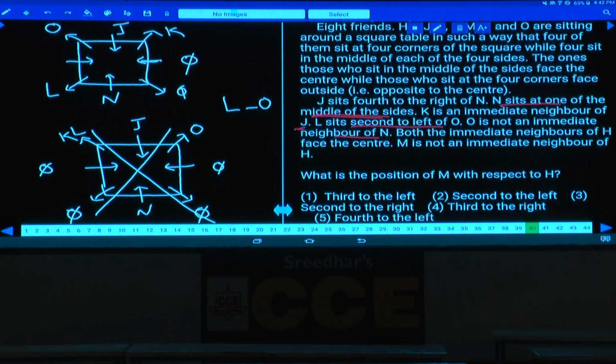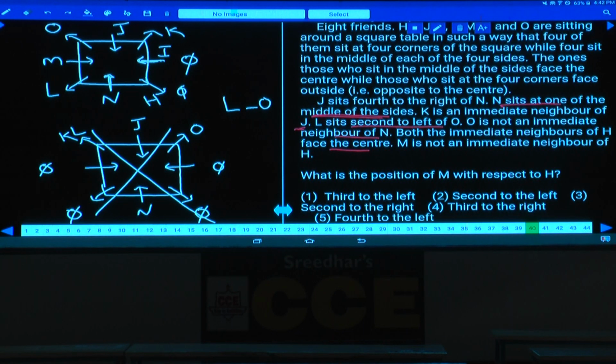Now we are left with only one case. Immediate neighbors of H face the center. As the immediate neighbors of H are facing the center, this H must be at the corner, because then what is the only corner left over here? H is here. If H is here, these two persons, the immediate neighbors of H, are facing the center. M is not an immediate neighbor of H, hence M is here. Then who is the person left over? I is the person left over, I will be here.